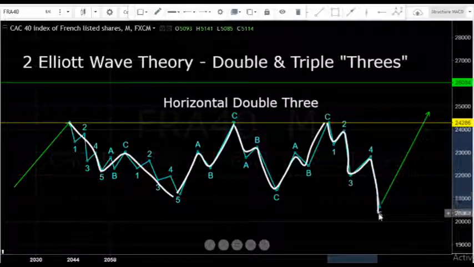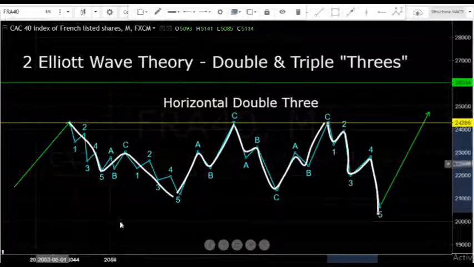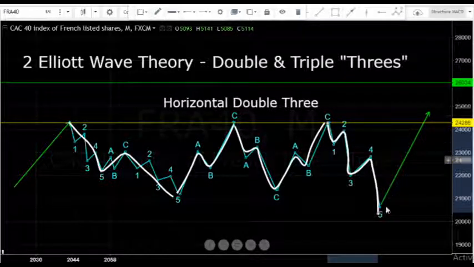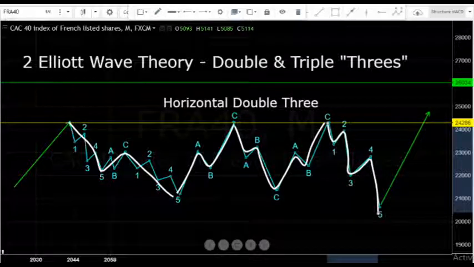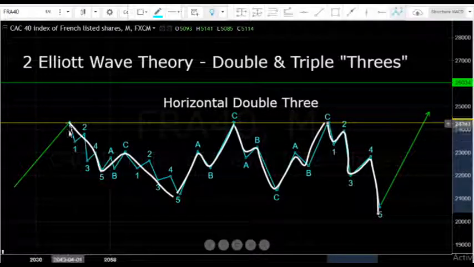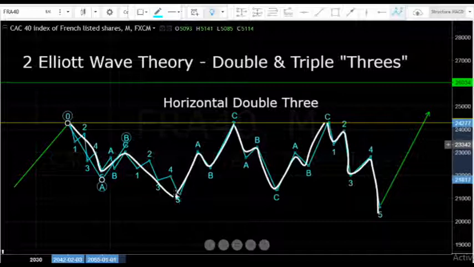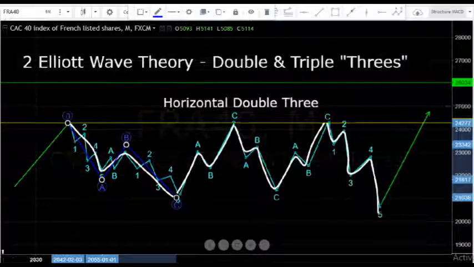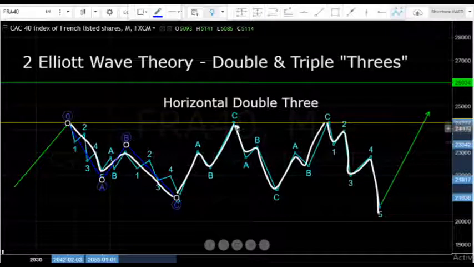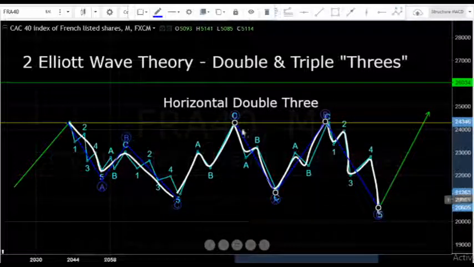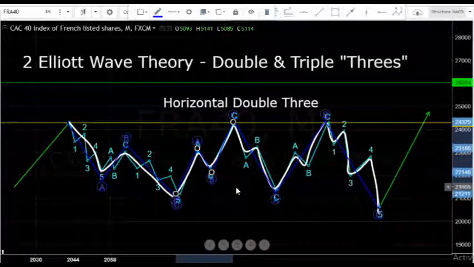5. So what do we have? We have a zigzag, an X wave, which in this case is also a zigzag, and then we have an A, B, C corrective wave. And we can label them in 2 different ways. We can label them zigzag A, B, C, and we'll change the color of that. And then we can label this A, B, C. So we can see we have a zigzag and we have a flat connected by another zigzag.